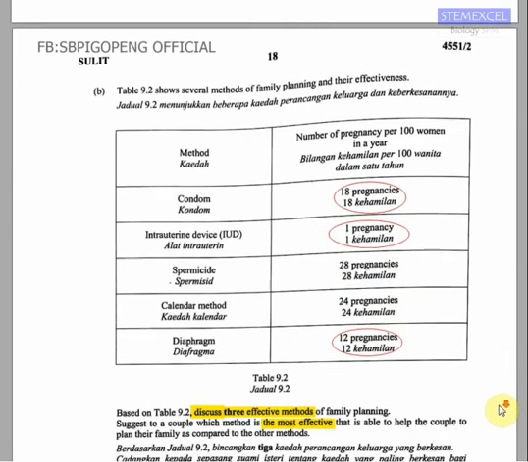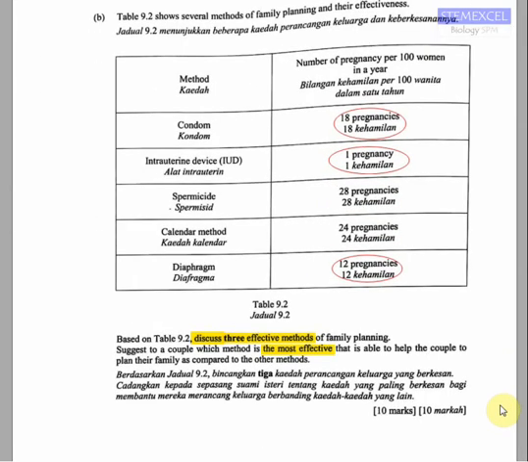And for 9B, you are also given 10 marks. And here they are showing several methods of family planning and their effectiveness. And here they ask you to discuss 3 effective methods for family planning, and also the next one here, you need to suggest 1 method which is the best that can help them to plan their family. Here you have 5. You can actually choose any one of them. However, you need to choose 3 effective methods.